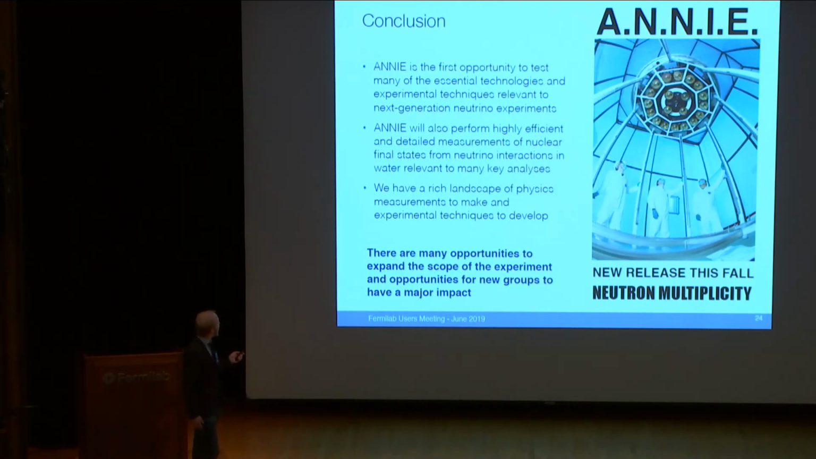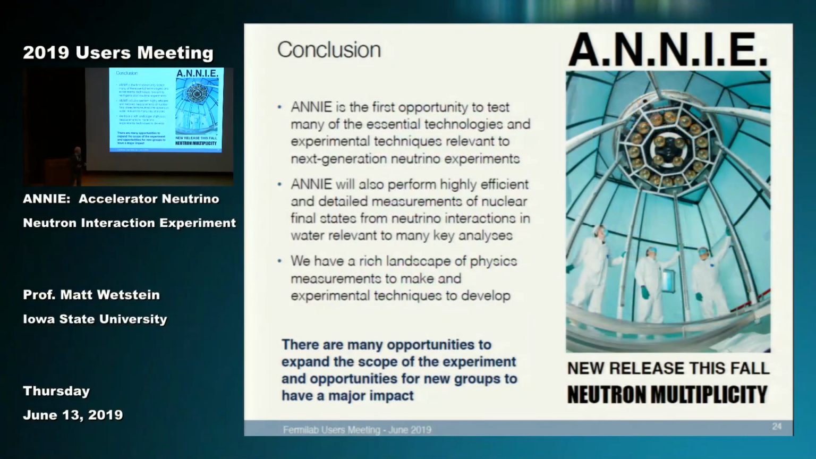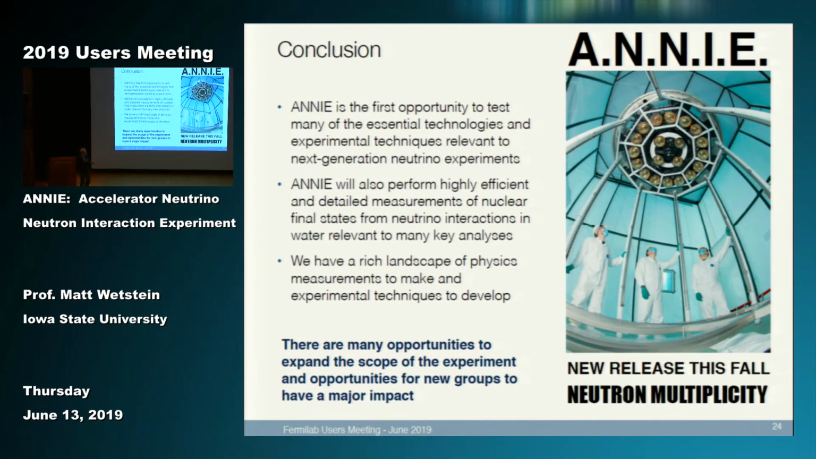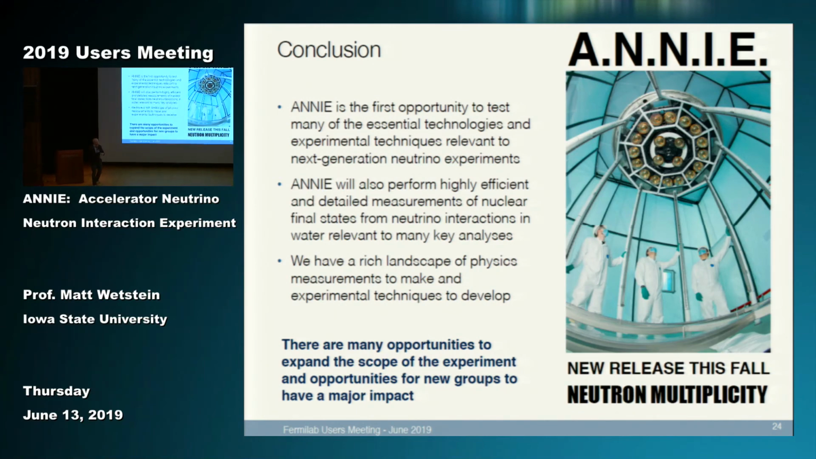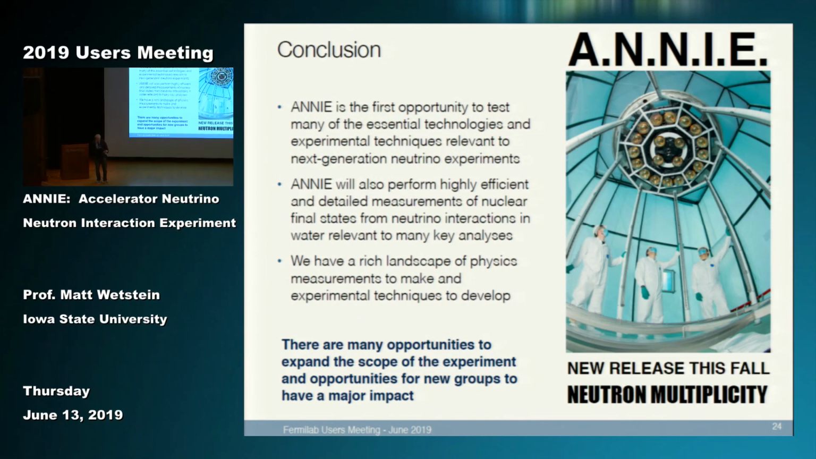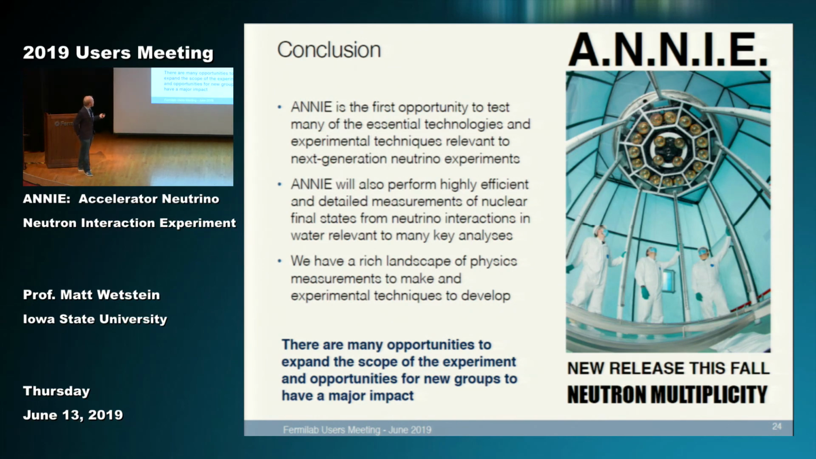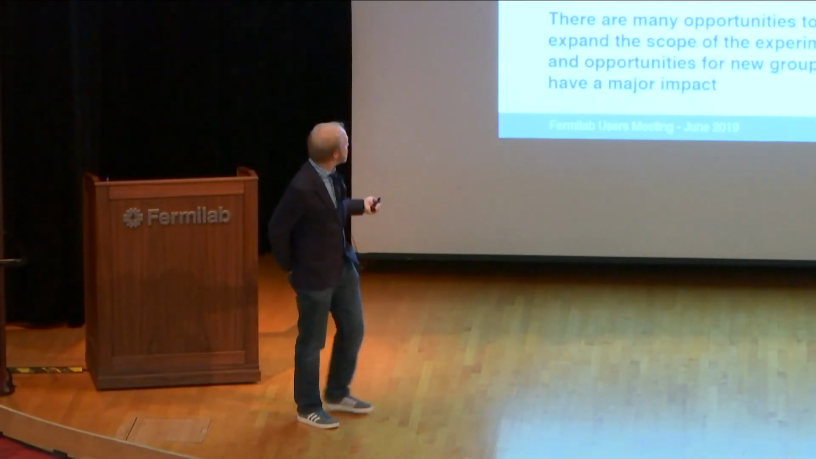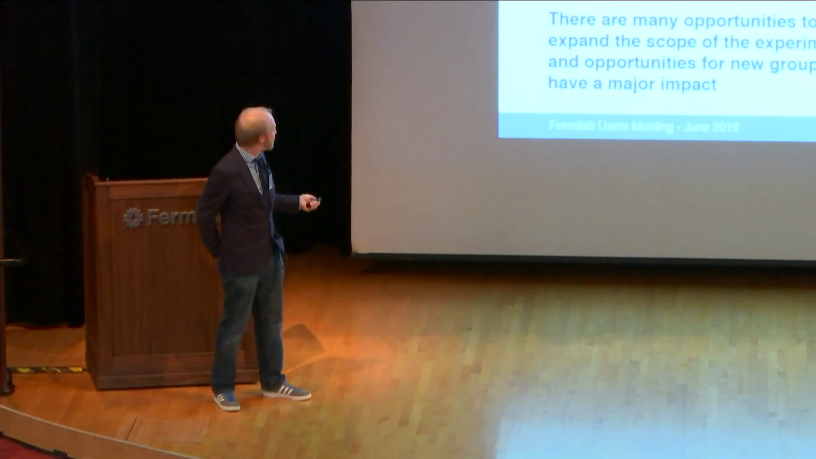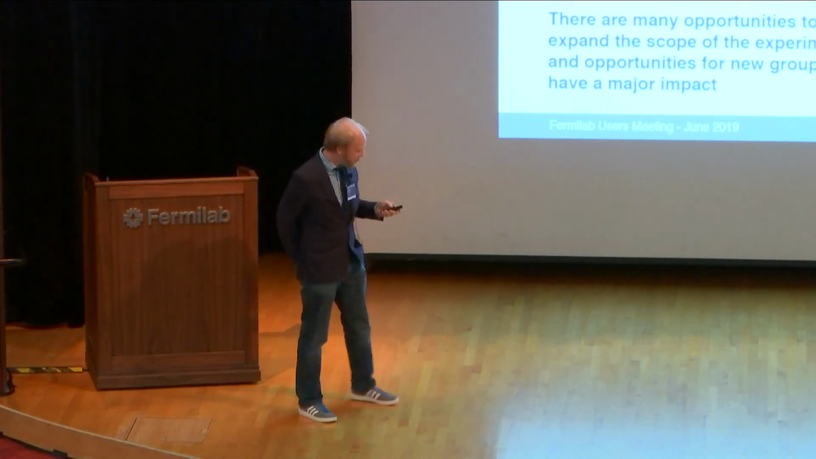Just to wrap up, A.N.N.I.E is a first opportunity to test many of the essential technological and experimental techniques relevant to next generation neutrino detectors. We're also performing highly efficient and detailed measurements of nuclear final states that are very relevant to long baseline programs like NOvA and DUNE, and also relevant to rare searches like DSNB neutrinos and proton decays. And we have a rich landscape of physics measurements to make and experimental techniques to develop. And I'd like to wrap it up on the point that there are many opportunities to expand the scope of the experiment and opportunities for new groups to have a major impact.